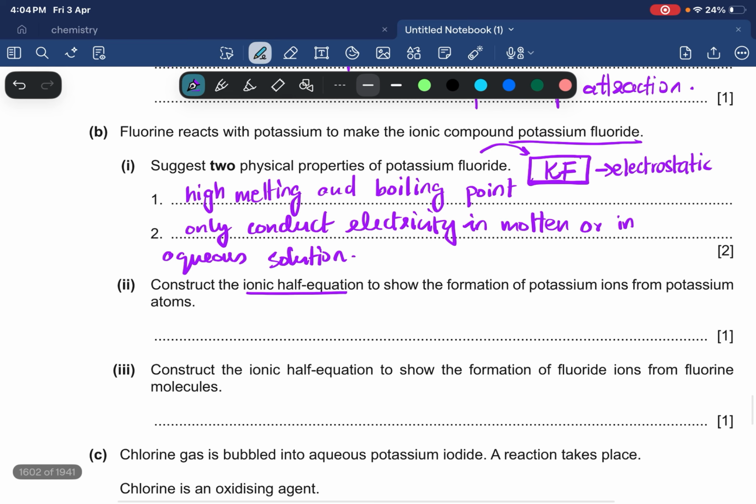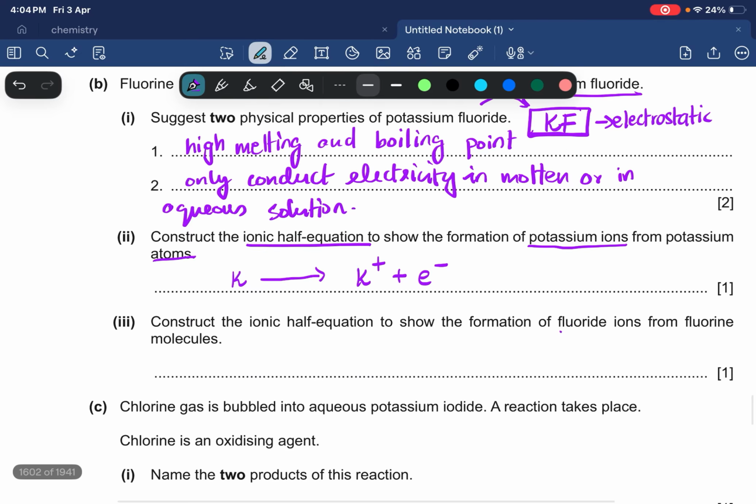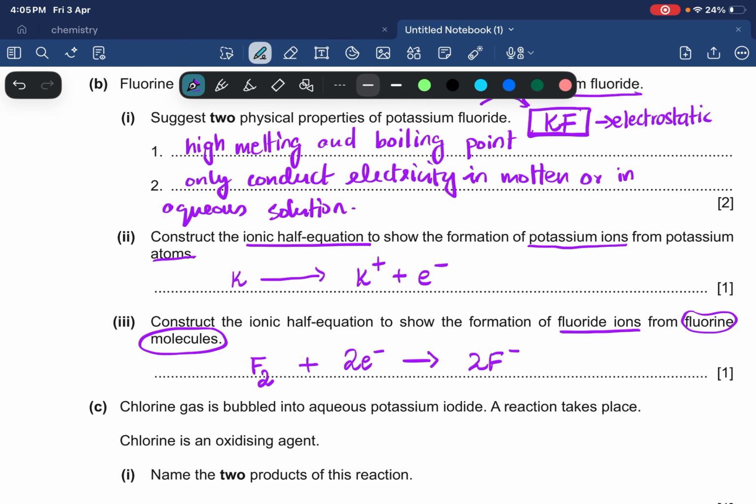Construct the ionic half equation to show the formation of potassium ions from potassium atoms. So because potassium is in group 1, it's going to lose 1 electron to form a potassium ion plus an electron. Construct the ionic half equation to show the formation of fluoride ions from fluorine molecules. So over here, the important phrase is fluorine molecules. Fluorine molecules are F2, and since they're 2 atoms covalently bonded, they're going to gain 2 electrons to form 2F negative. That is important over here.